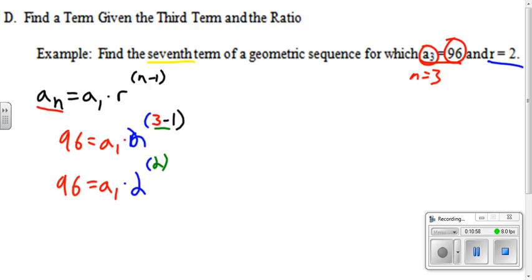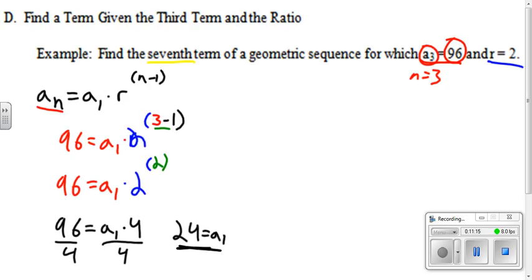Now from here we know that 2 squared is 4, so we'd say a sub 1 times 4. Now we just need to divide both sides by 4, and we would say that 24 equals a sub 1. So now we've found enough to make a full equation to use with our seventh term. We'd say a sub n equals a sub 1, which we know is 24, times r, which we know is 2, to the n minus 1 power.